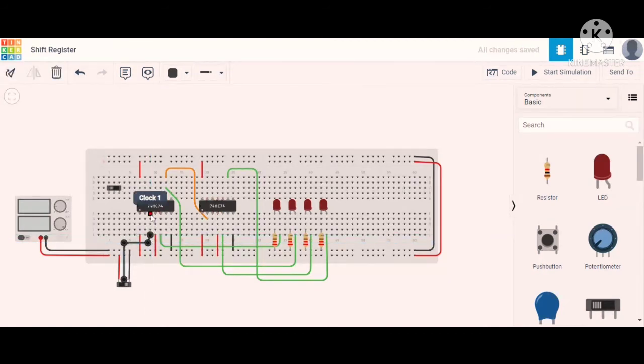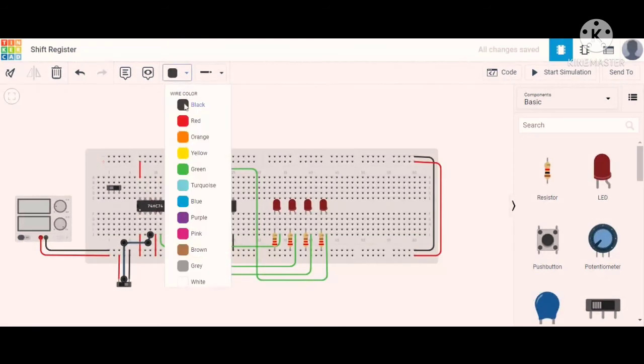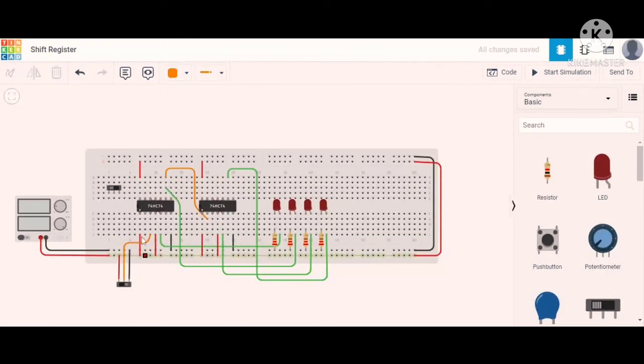This is the clock input, pin number third. Okay, you can give the orange color wire for the input, and here that clock input we also connect to the pin number third of the next flip flop, like this.